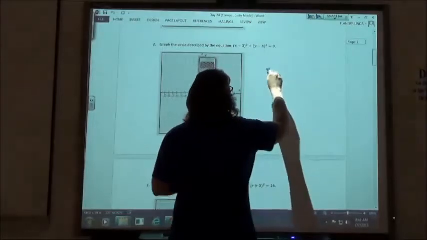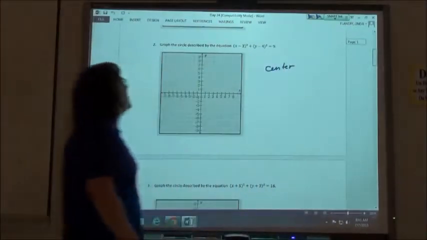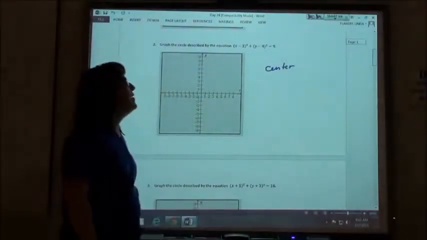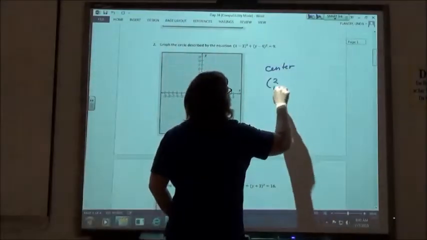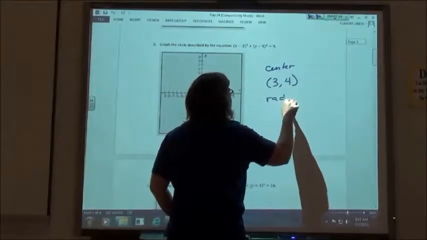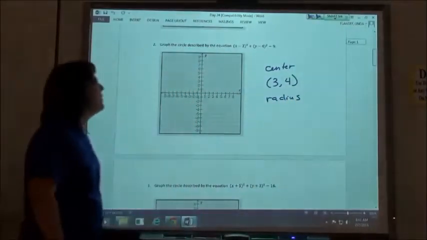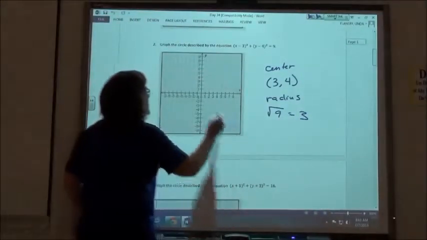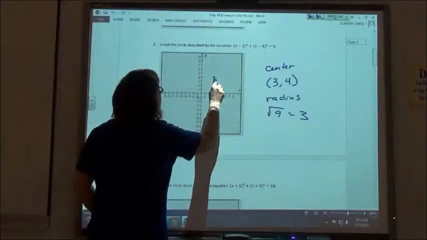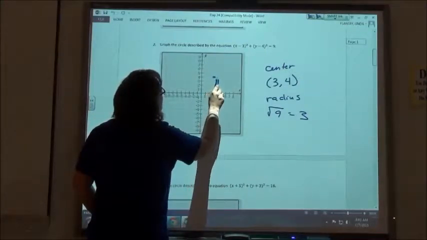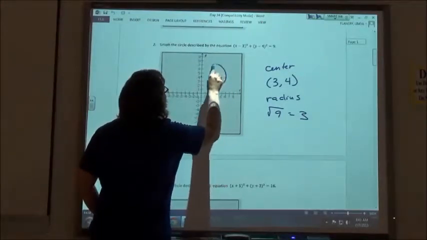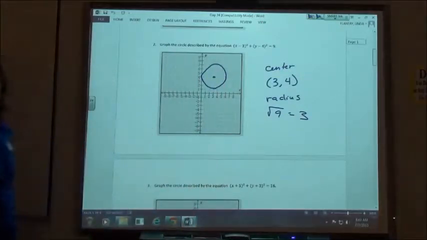So on number 2, if I have x minus 3 squared plus y minus 4 squared, my center would be at 3, 4. And my radius would be 3. Square root of 9, which is 3. So I go to 3, 4, click, mark my center, then move over 3 places, 1, 2, 3, and it's going to draw my circle 3 places all the way around that dot. And so it looks something sort of like that if I could draw a circle.